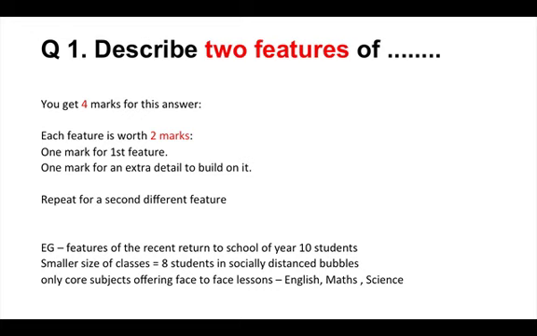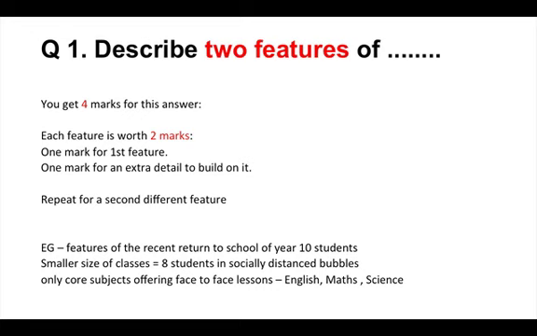It's really straightforward and it's worth 4 marks. Feature just means fact. Each feature is worth 2 marks, making a total of 4 marks, and you'd have about 5 minutes to answer this question. So for example, the examiner will give you 1 mark for your first feature and then 1 mark for any extra detail that builds on that. And then you repeat for a second completely different feature.